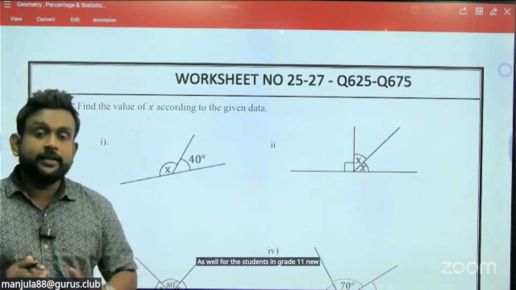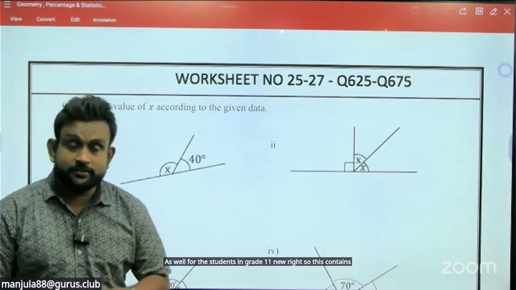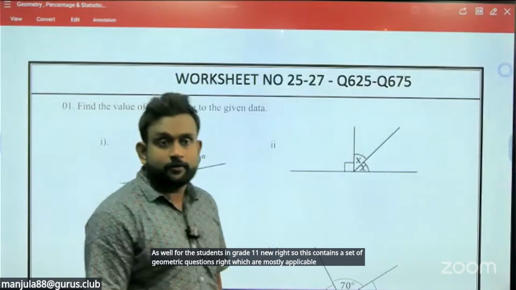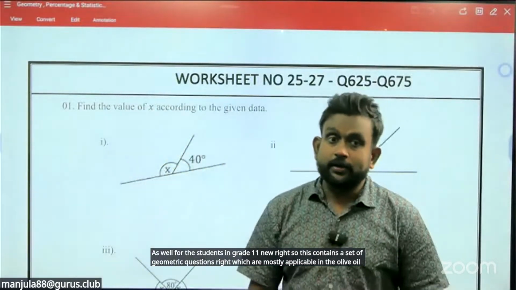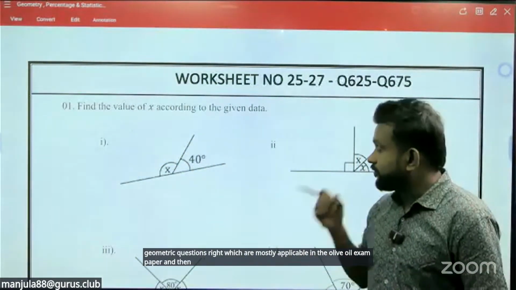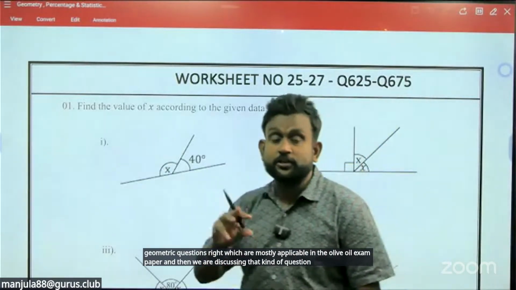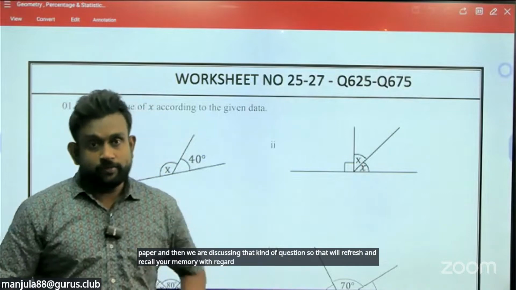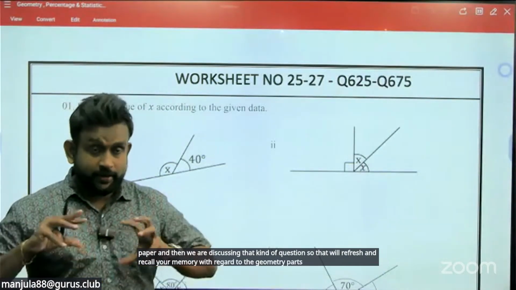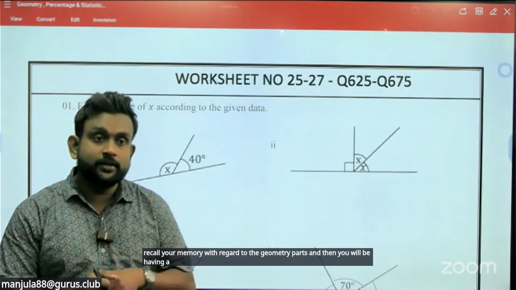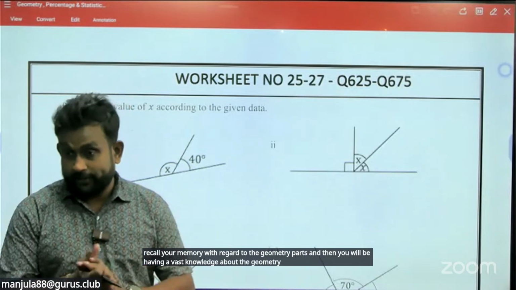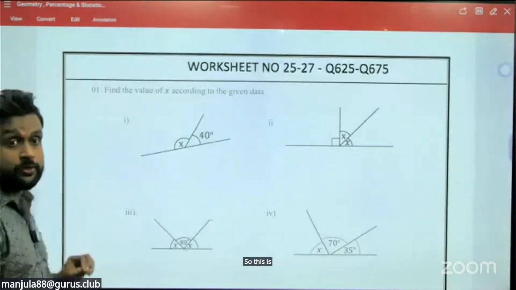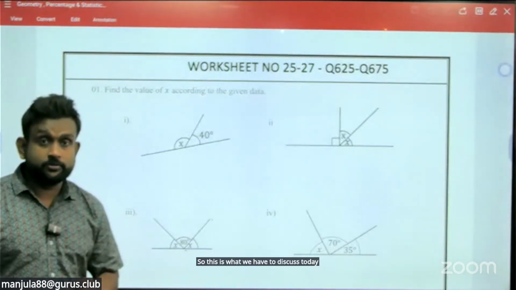This contains a set of geometric equations which are mostly applicable in the O-level exam paper. We are discussing that kind of question, so that will refresh and recall your memory with regard to the geometry parts, and you will have vast knowledge about the geometry concepts again. This is what we have to discuss today as the short questions.